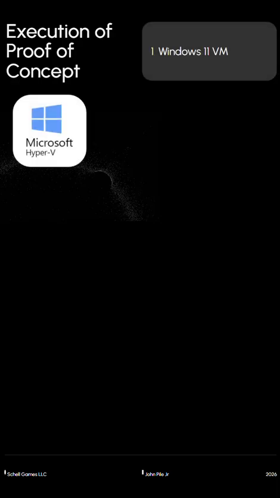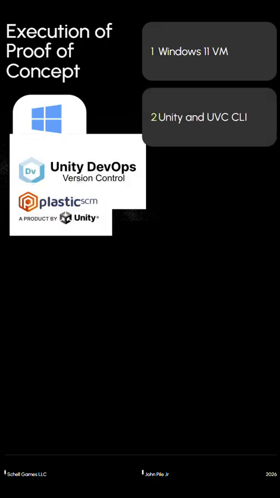And so for the implementation of this proof of concept, I started with a Windows 11 virtual machine running in Hyper-V. I installed Unity Hub, Unity Editor, Unity Version Control, and that includes the command line interface for Plastic SCM, the former name of Unity Version Control.